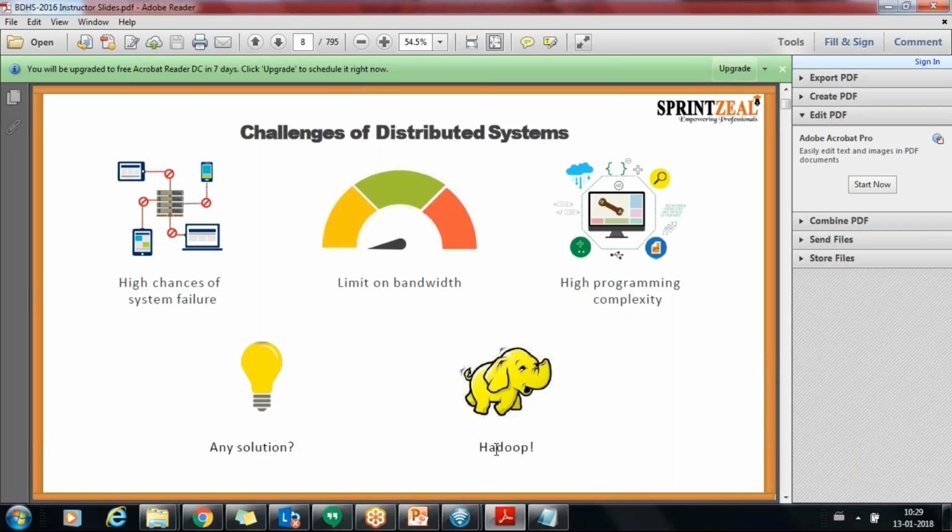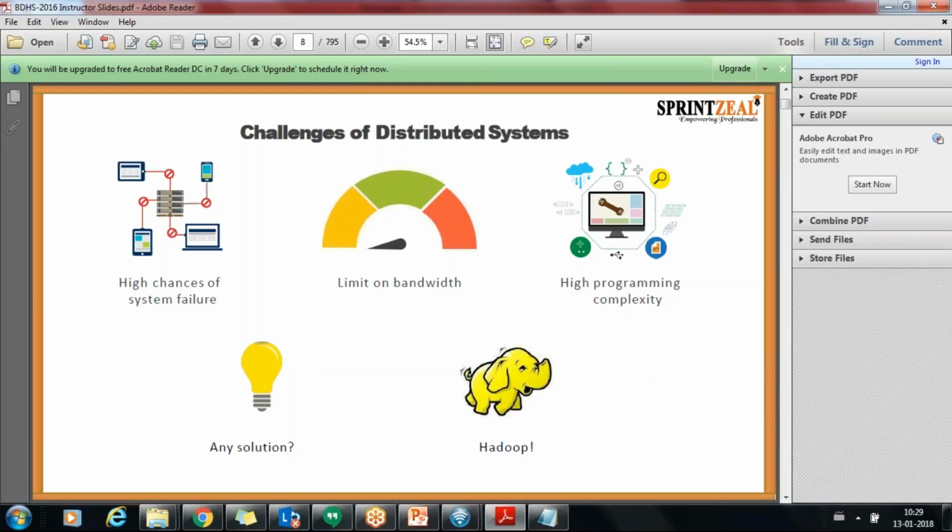I didn't get the question, so can you repeat that one more time? Suppose we are running one program on all 100 nodes. So suppose for the first node we are getting the output faster than the other 99 nodes. Okay, one second. See, all 100 are not doing the same job.